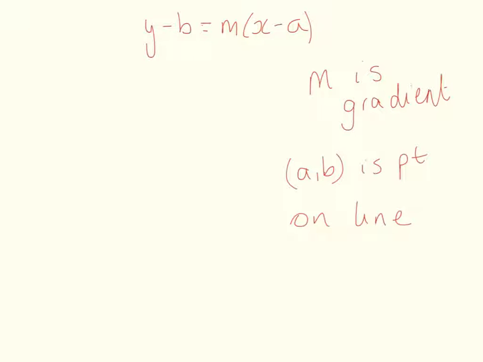It comes up almost every year. Y minus b equals m bracket x minus a. M stands for the gradient, and (a, b) is a point that is given on the line. So the gradient could be 5, and these 2 points here could be 4, 2. Okay, and we would substitute these values into our equation and have it in the form of a straight line. So it's just best to have a look at this with a few examples.